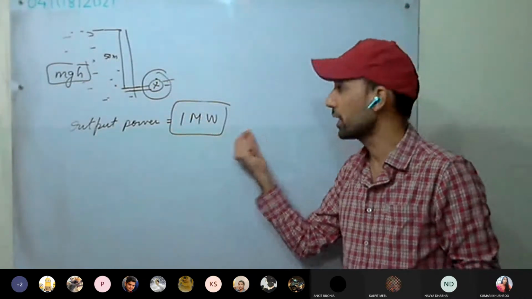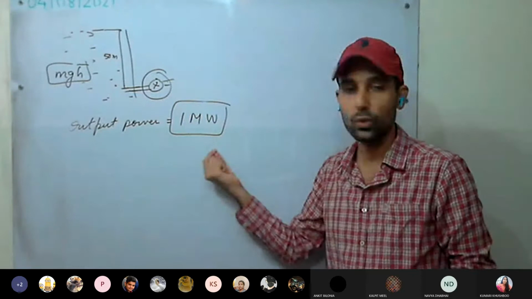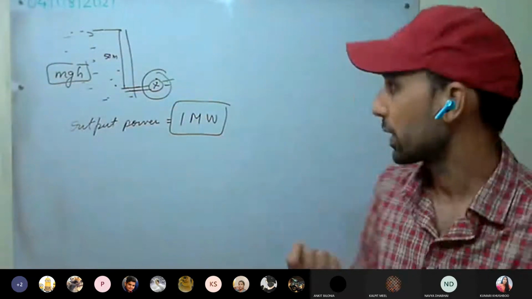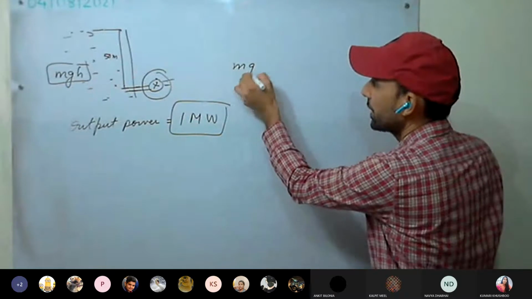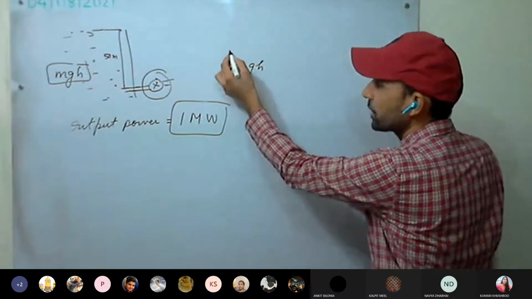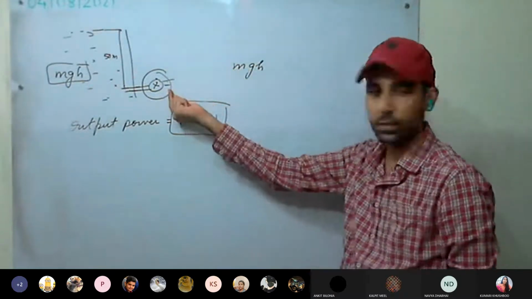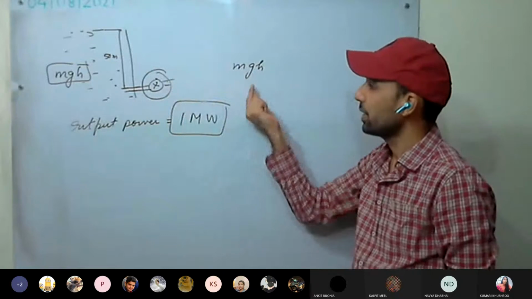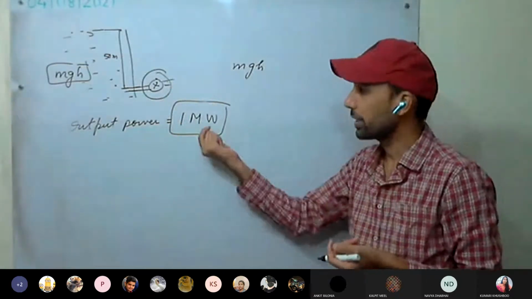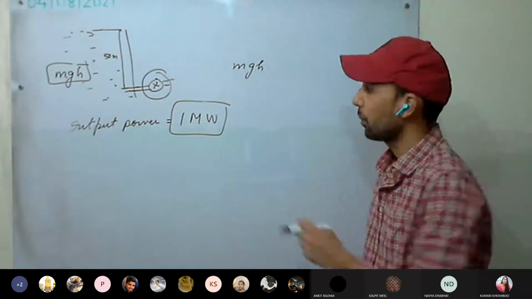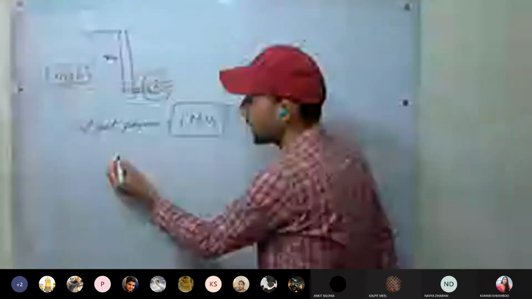So this question you can do in two ways. The first way is like this. This is the energy, mgh. Let the mass of the water flowing through the turbine be m. And we have to generate this much power. It means each second, how much energy is to be generated. Power is given.